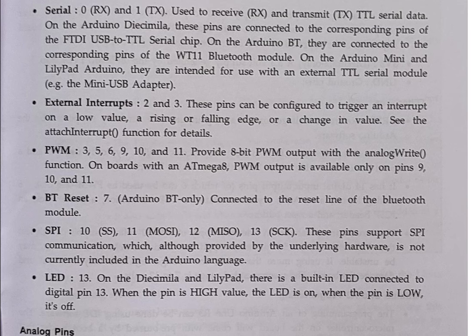Then BT reset is a reset button; on the Arduino BT it is only connected to the reset line of the Bluetooth module. Sorry, it is for Bluetooth reset. Okay. Then SPI, the pins that support this are pin numbers 10, 11, 12 and 13: SS, MOSI, MISO and SCK. Okay, so this is for serial peripheral interface communication, which, although provided by the underlying hardware, is not currently included in the Arduino language.